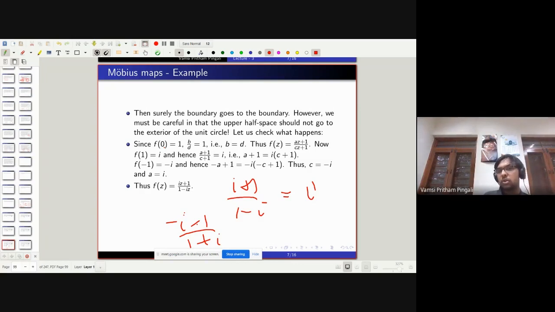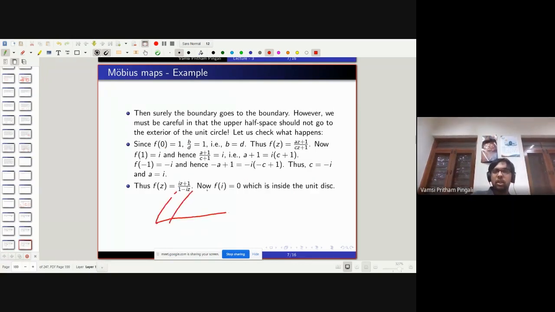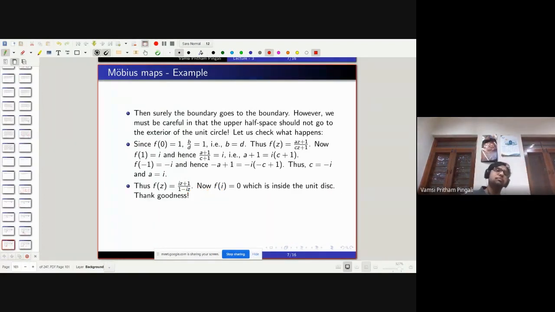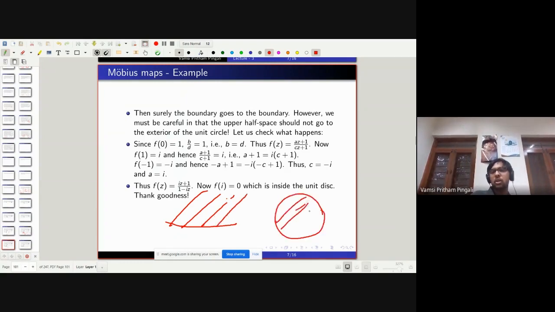Okay. But we also need to check what happens to something here. Suppose you take the point i here. What is f of i? It's minus i squared plus 1 over 1 minus i squared, which is 0, which is inside the unit circle. So if one point goes inside, everything else also goes inside. Okay? So thankfully, this is the correct map. So we have successfully managed to conformally map the upper half space to the unit disk. So if we know how to solve the Laplace equation here, we know how to solve the Laplace equation here. Is this clear?